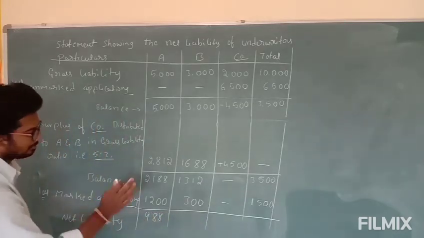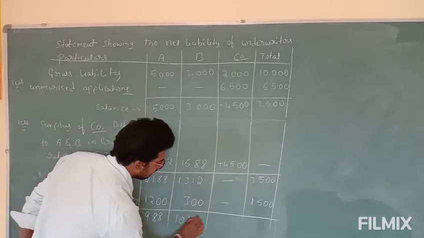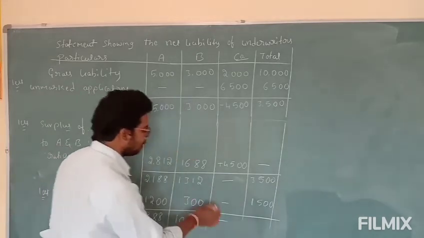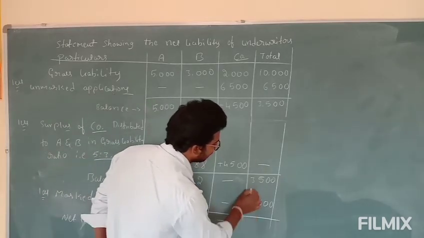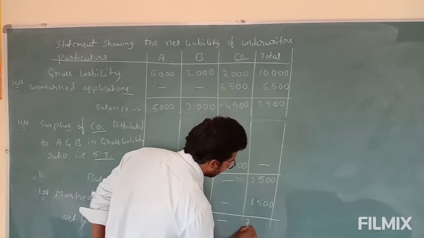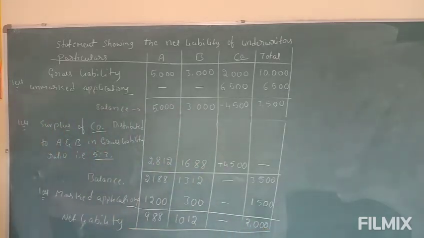Similarly, 1312 minus 300, you will get 1012. So both will become equal to the balance 3500 minus 1500, that is 2000. This is what we call the net liability of the underwriters and the company. Have a look over that.